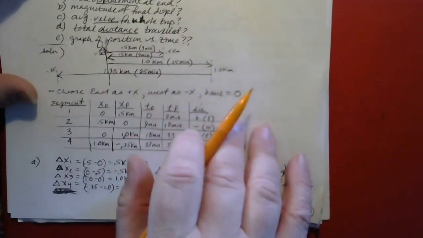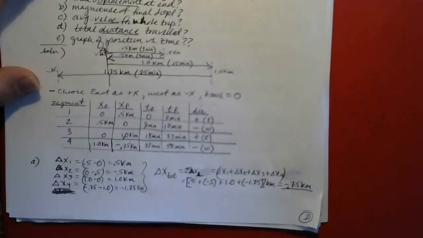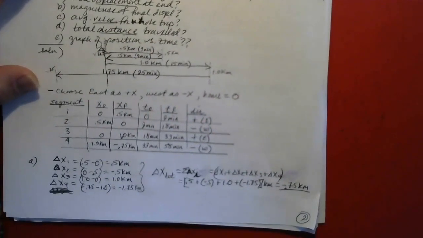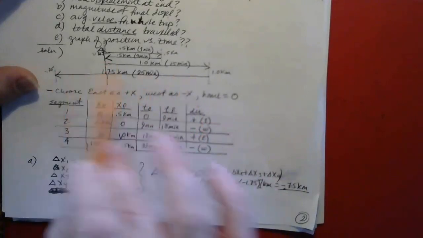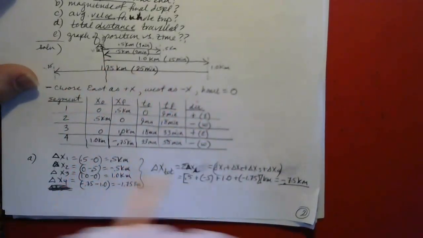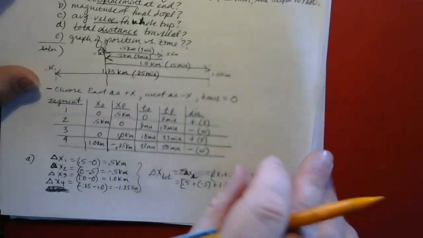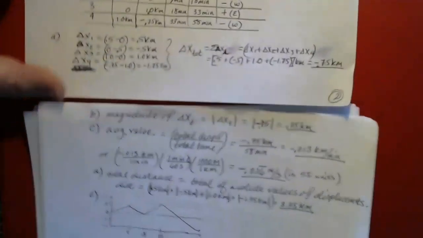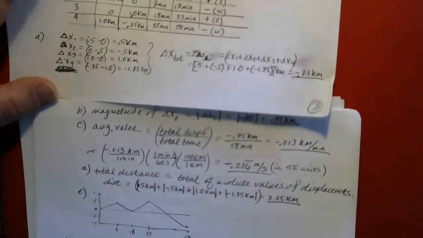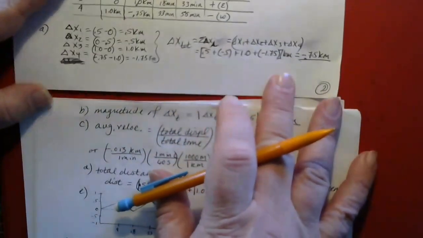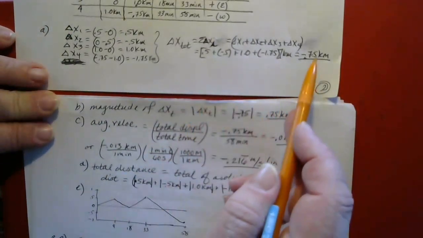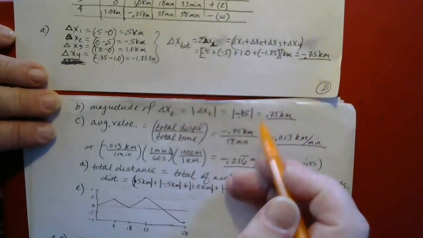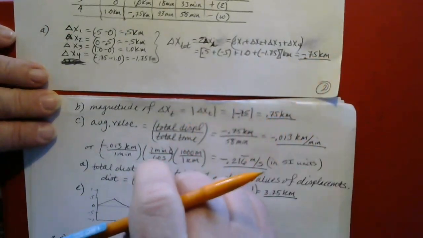And this is just a way of doing it without having to draw out a diagram. There will be any number of problems where there are so many steps, or the steps are complicated enough, that you might not want to draw them out. So drawing it out is one way to do it, but doing it mathematically is the other way to do it. So for B, we wanted the magnitude of delta x total. That is the magnitude of the total displacement, which will be just the absolute value of negative 0.75, which is 0.75 kilometers.